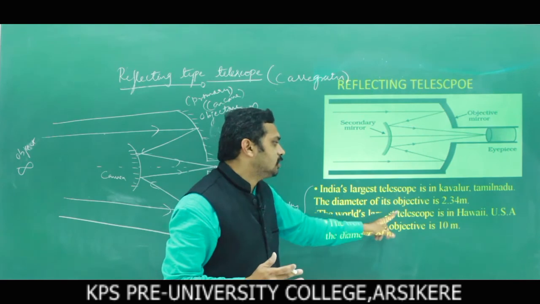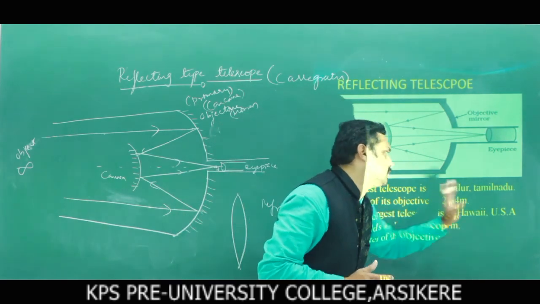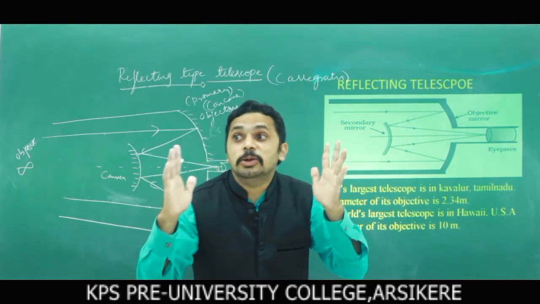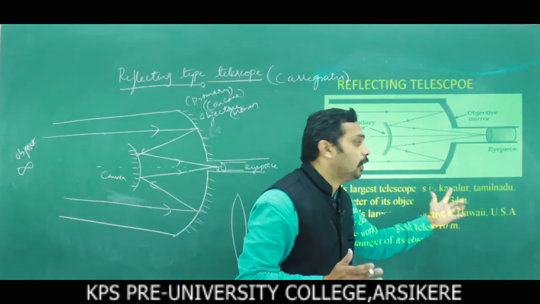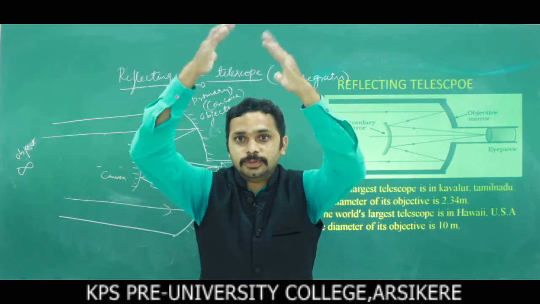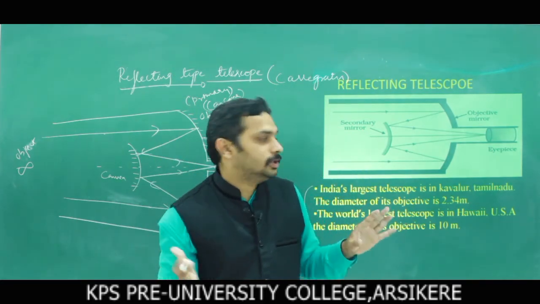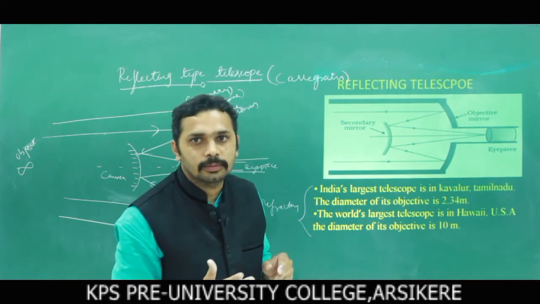The world's largest telescope is in Hawaii, USA, United States of America. The diameter of its objective is 10 meter. Look at that. In India 2.3 meter, but in this one it is 10 meter. This is for a refracting telescope. You got it? May I clear this?